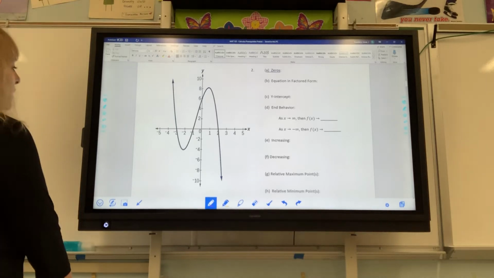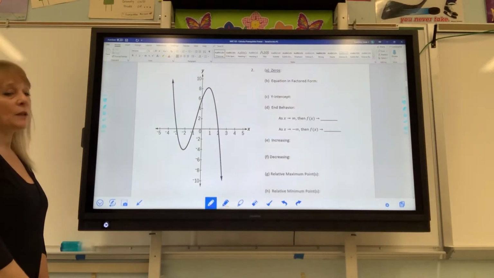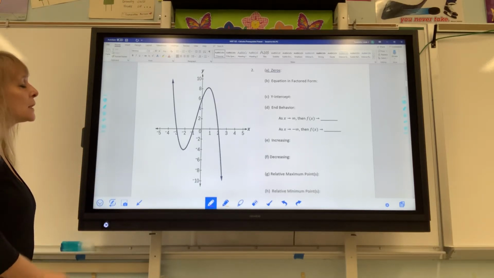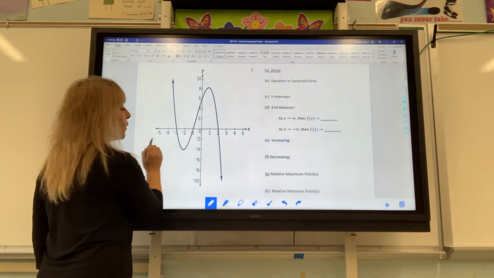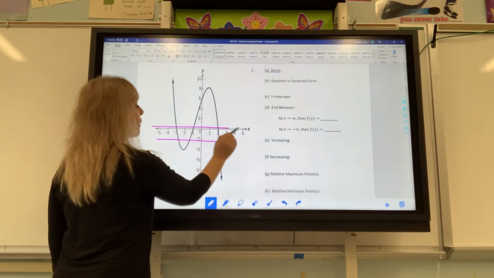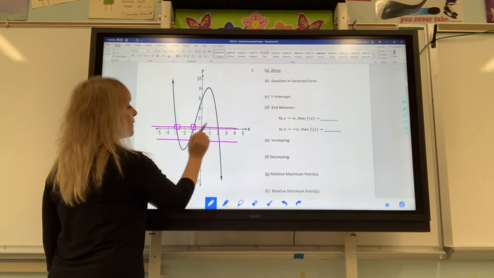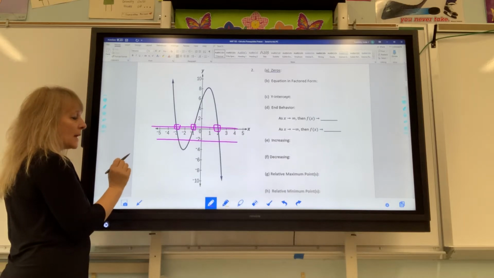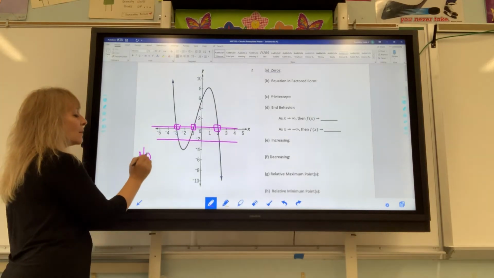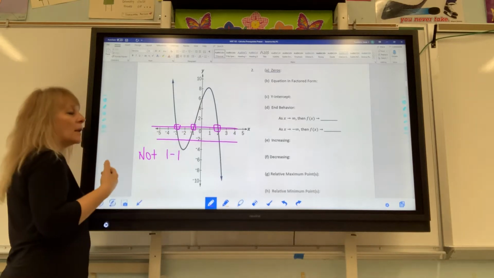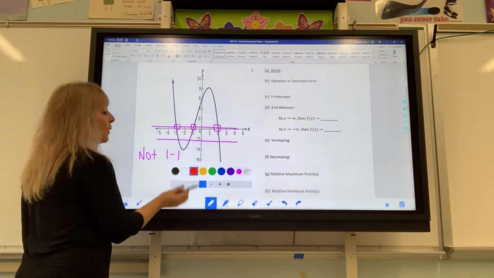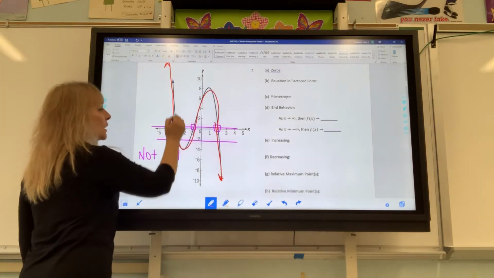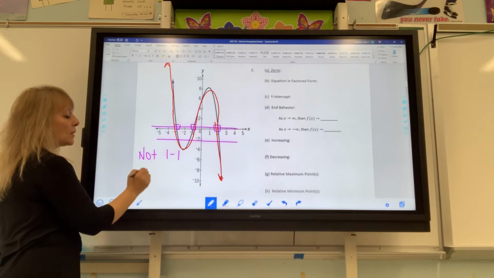Okay, we are on page number 2, and we have an expression that was graphed out as a function because it passes the vertical line test. Please remember it does not pass the horizontal line test because there are horizontal lines that intersect the graph at more than one place. So it is not one-to-one. Another thing you should know is because the left side goes up, the right side goes down, and there's a connection in between, this is definitely an onto function.